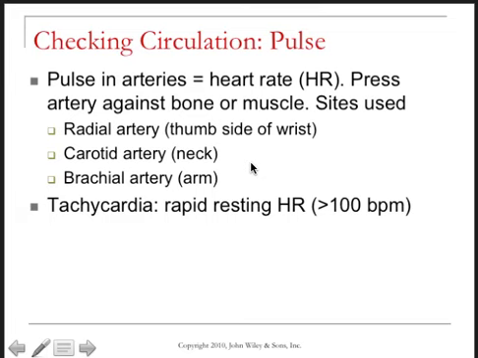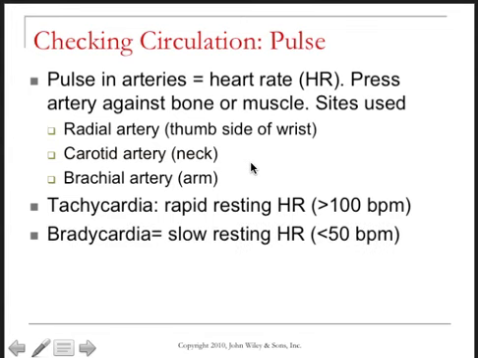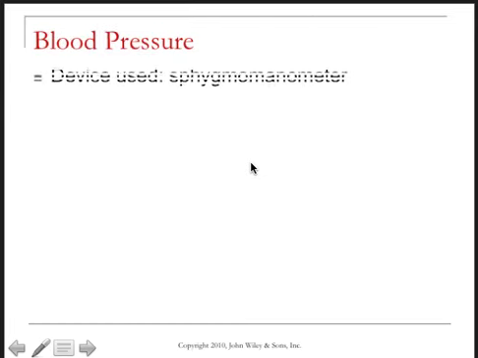A couple of conditions that you may run into when you do this are tachycardia, which is a rapid resting heart rate of greater than 100 beats per minute, or bradycardia, which is a slow resting heart rate of less than 50 beats per minute.